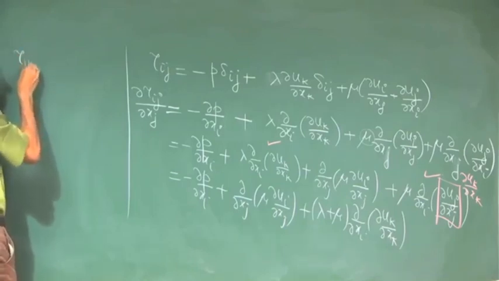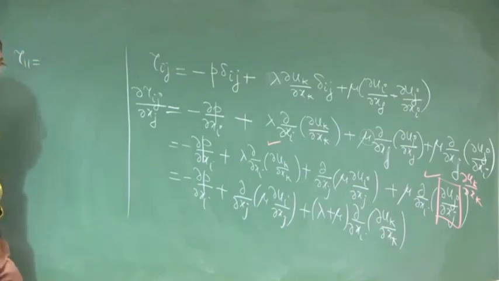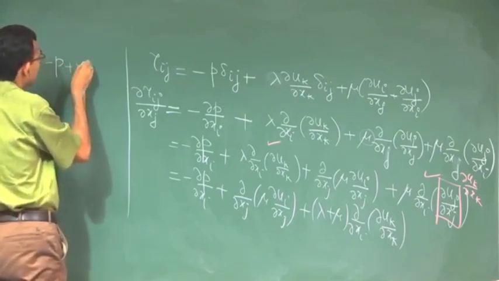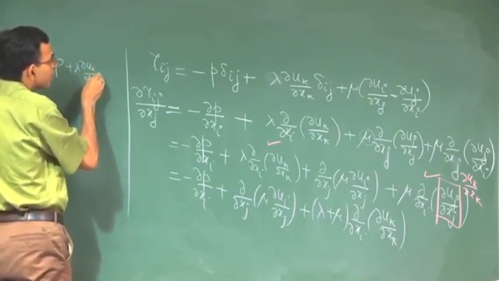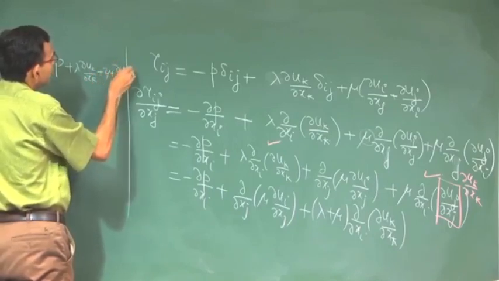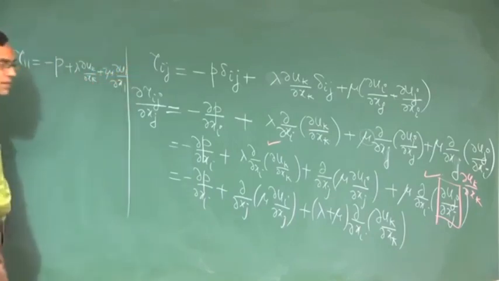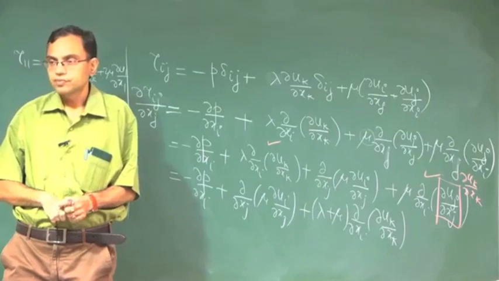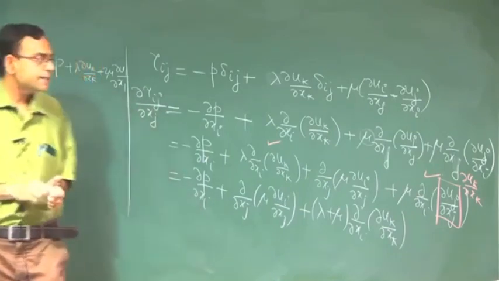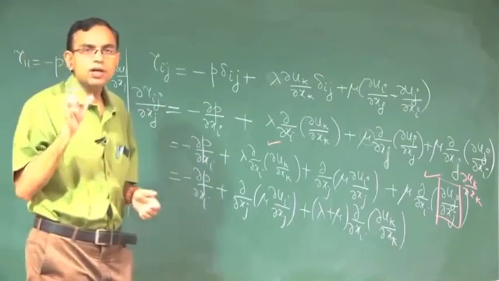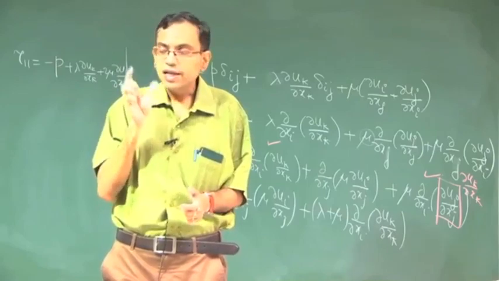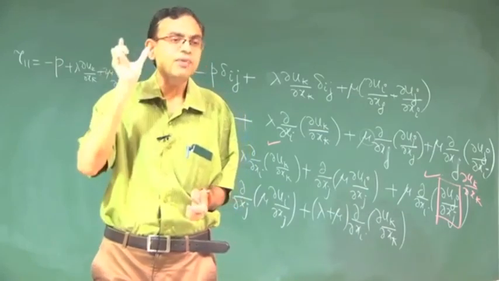let us write tau 11. So, tau 11 is minus p plus lambda del u k del x k plus 2 mu del u 1 del x 1. See a very important thing, this is again a misconception in students. The misconception is that the only possible normal stress is due to pressure. This is a misconception. There can be a normal stress due to viscous effect also.